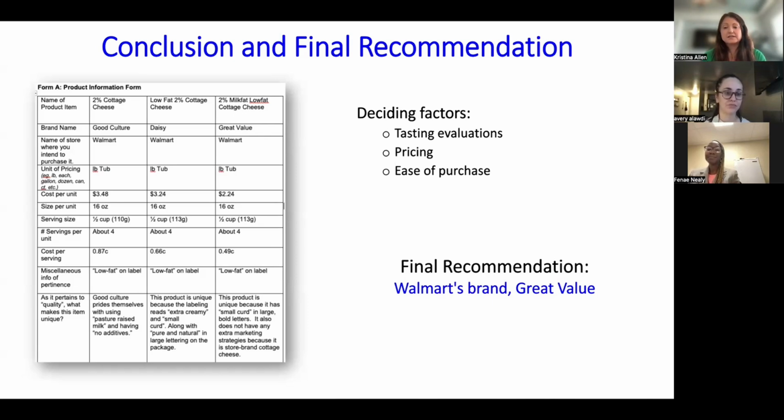We were shocked. Honestly, we thought that Good Culture would really pull through. It is supposed to be higher in protein and is a little more well known, and no one thinks that necessarily a Walmart brand is going to be better. But again, we found for all the evaluations, the factors that we looked at, that Walmart's brand is definitely the one to go with. Thank you.